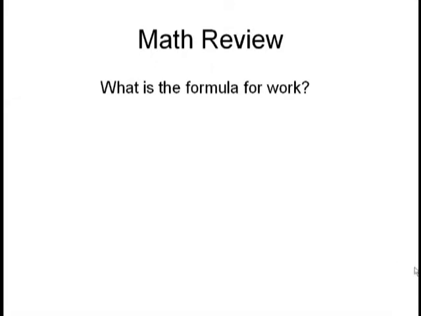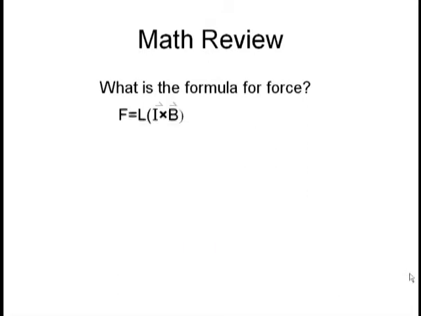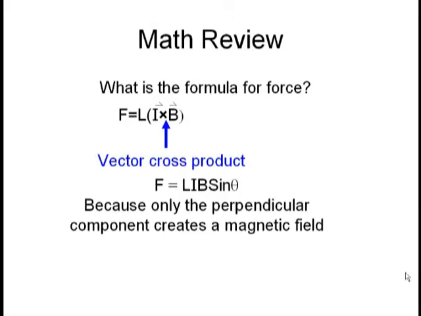A little math review. The formula for work is the dot product of force and distance, F dot D, and that means for a dot product they have to be parallel components. So F and D have to be parallel. So that formula comes out to F D cosine of the angle, where the angle is the angle between the two vectors. For today's formula, this is a cross product, and cross products are used when perpendicular components are interacting.